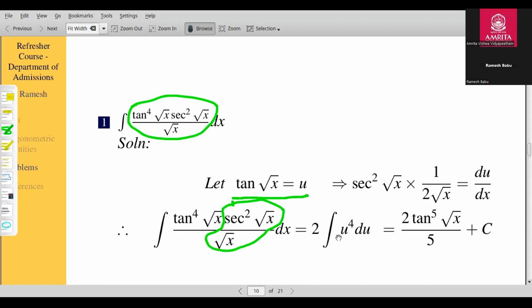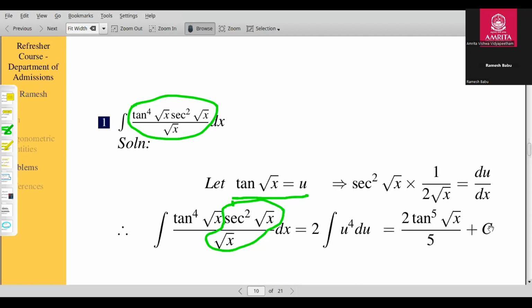So the integral of 2 times du, I take 2 common. This is u power 4 into du. You know very well the integration of u power 4 du is u power 5 by 5, applying the formula u power n plus 1 by n plus 1. 4 plus 1 is 5. But again you have to back substitute u is equal to tan of root x. Therefore, 2 times tan power 5 root x by 5 plus c. The c is nothing but the integral constant.